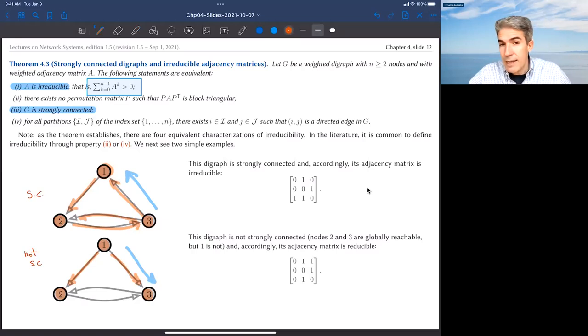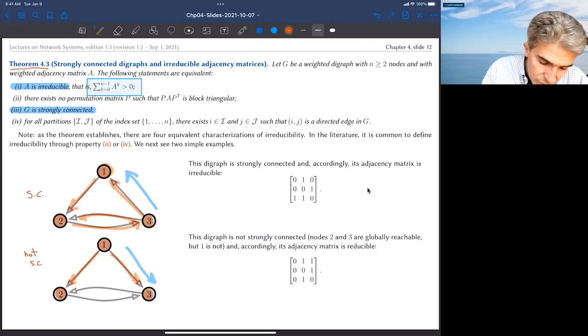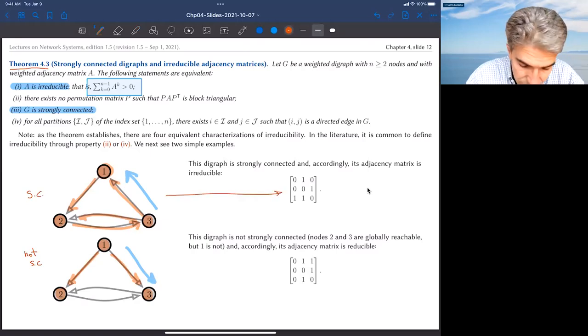So let us now illustrate that this theorem 4.3 is correct, meaning that the matrix is irreducible if and only if the graph is strongly connected. So first of all, let's take the graph and associate to it the adjacency matrix. The first row are the edges that leave node one. There is no self loop from one to one, so that's a zero. There's an edge from one to two, so that's one. And there's a zero, meaning there's no edge from one to three. On the other hand, here there is an edge from one to three because I changed the direction of the edges, right?